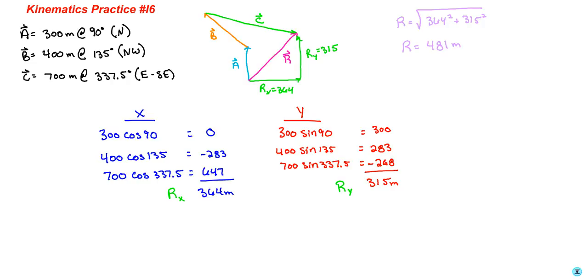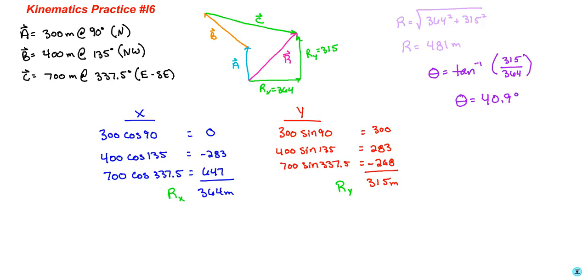The next thing that we'll do is we need to find what angle. And here we have the adjacent side and the opposite side. So that tells me that I should use the trig function tangent. So the angle is going to be equal to the inverse tangent of y over x. Right, so it's going to be 315 divided by 364. So that angle then is going to be 40.9 degrees.